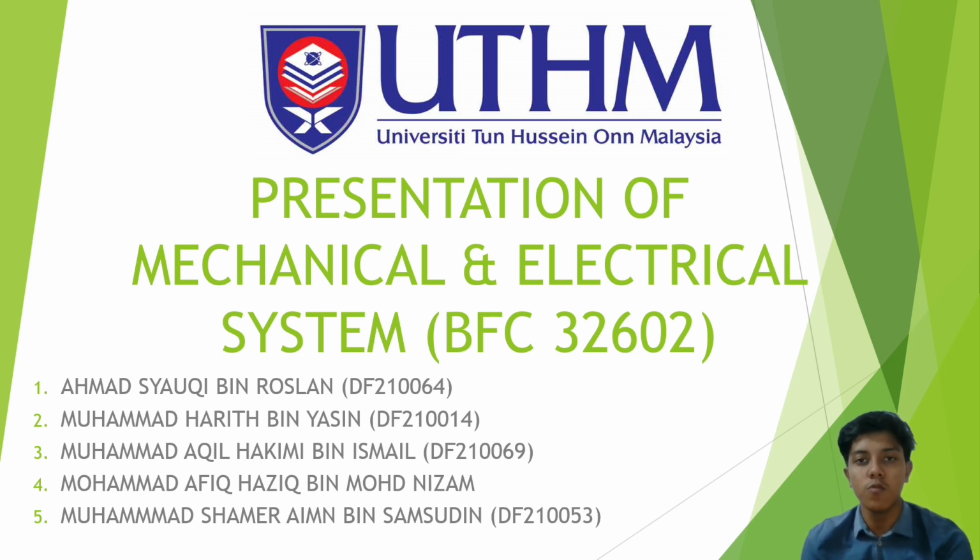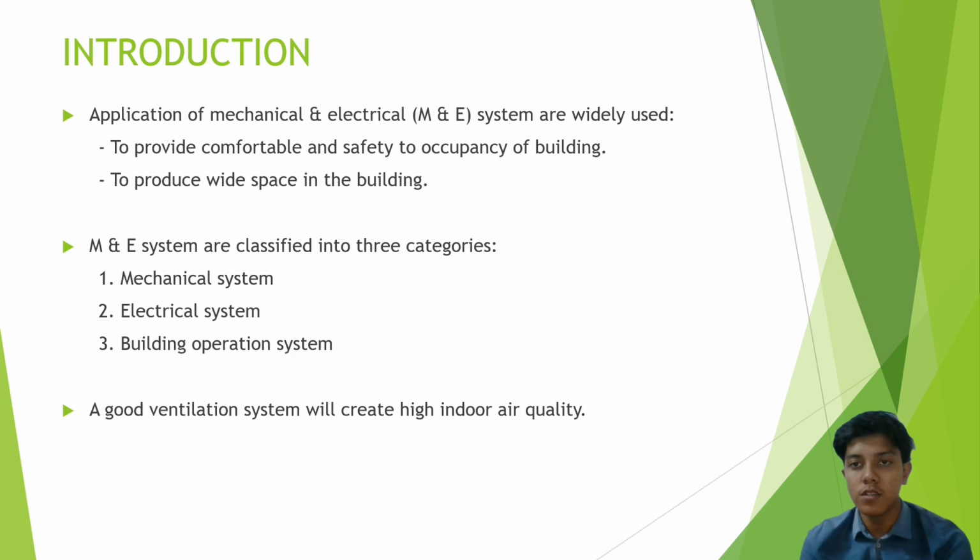So we start our presentation with the introduction. Nowadays, applications of mechanical and electrical systems are widely used in buildings. The main purpose of M&E systems is to provide comfort and safety to the occupants of a building, and to provide white space in the building. M&E systems can be classified into three categories: first, mechanical systems related to ventilation and air conditioning; second, electrical systems, for distribution of electrical power in the building; and last, building operation, also known as smart building, for example an escalator.